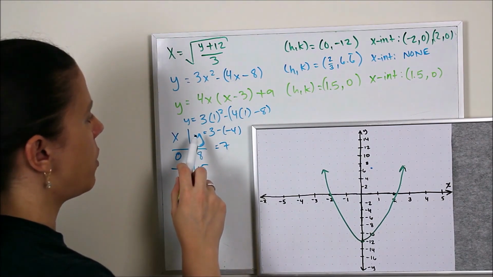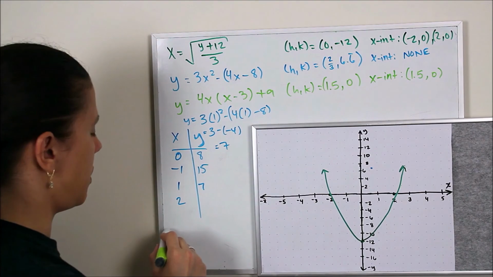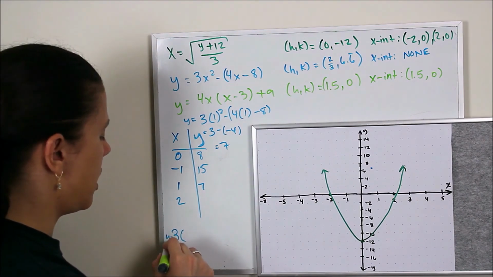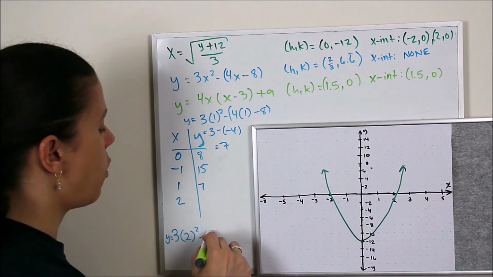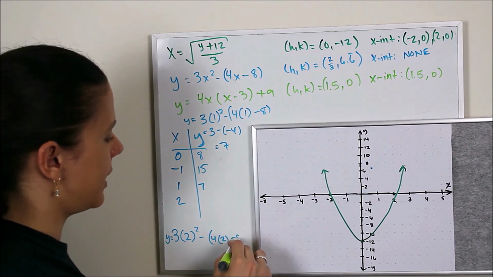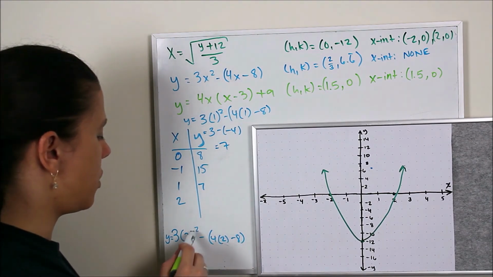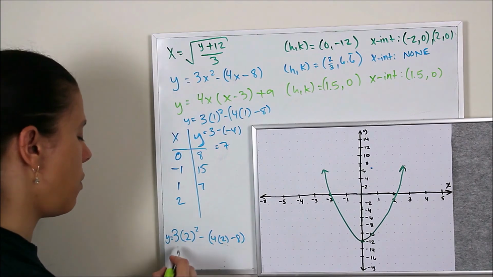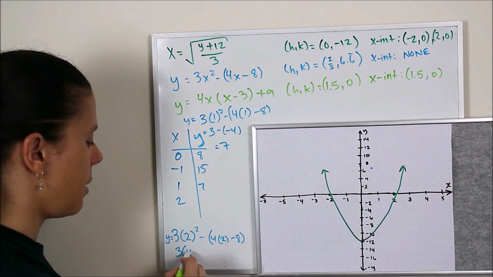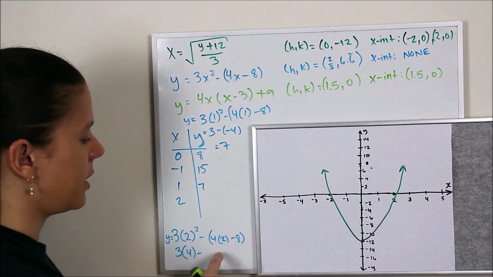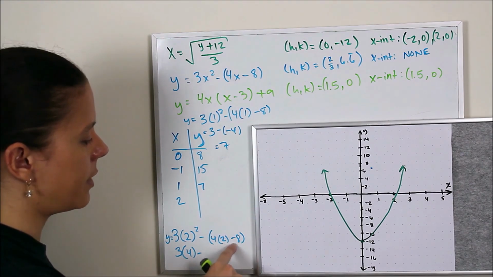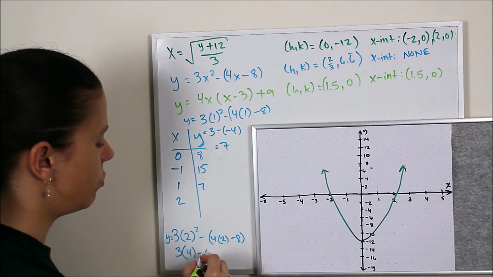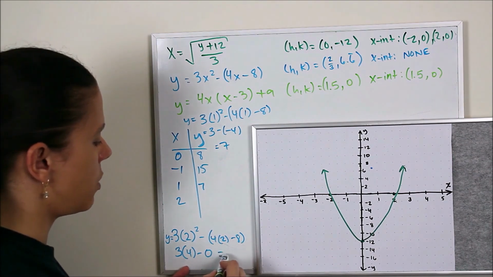And when we do 2, y equals 3 times 2 squared minus 4 times 2 minus 8. 2 squared is 4, so this is going to be 3 times 4 minus 8 minus 8, which is just 0. So this is just going to be 12.